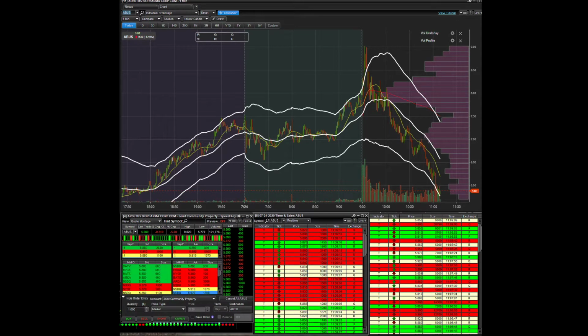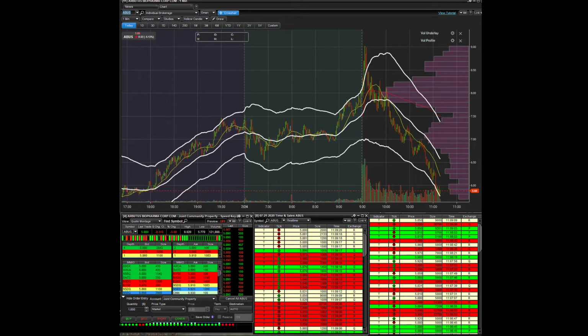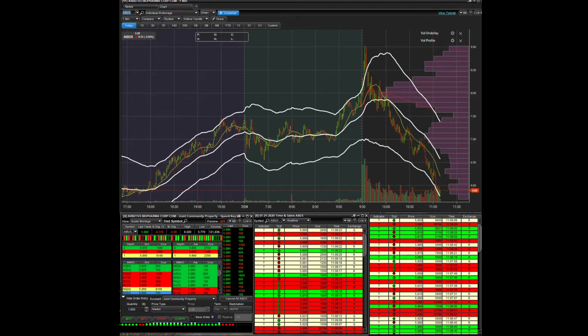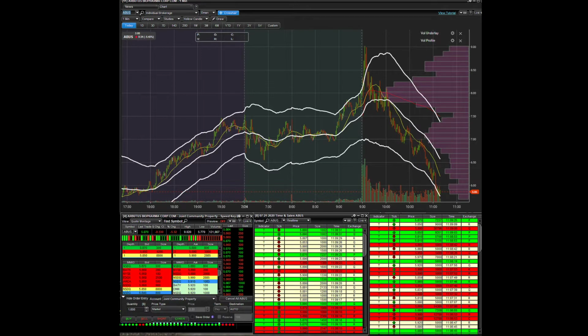So by looking ahead, I'm able to plan my trade so I don't have to instinctually buy at the right time. So if you're newer, that's important. You can use the tape to look ahead to pre-plan your trade.